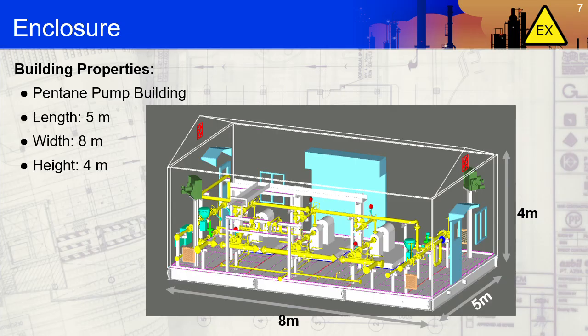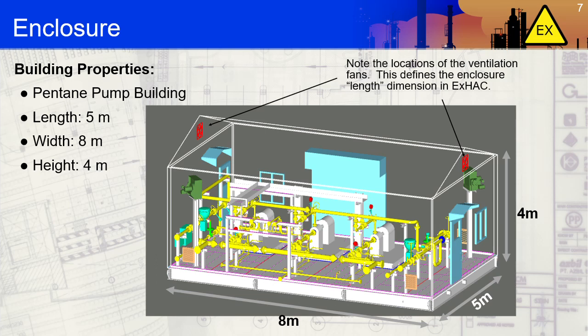Before we configure an enclosure, we need some information on the building dimensions. We also need to determine where our ventilation fans are installed, as these walls will define the building length. In our case, the ventilation fans are on the 5-meter wall, so this becomes our building length. This detail is important when ExHAC calculates the ventilation velocity in the building. Let's create an enclosure in ExHAC to model this building.